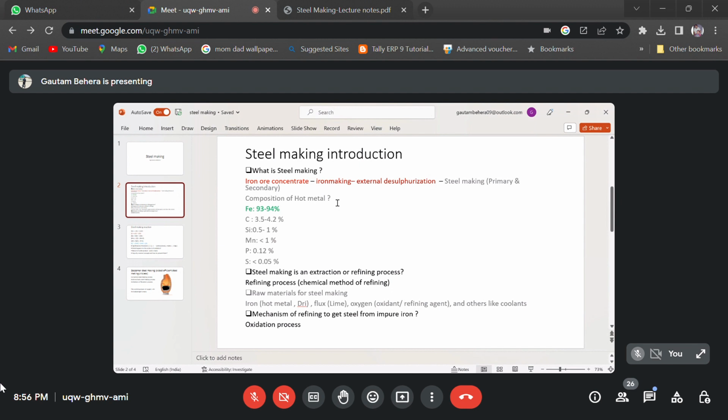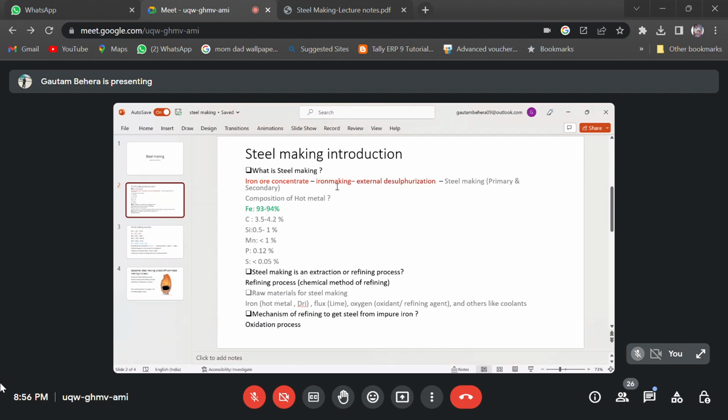Fine. You can see, okay, let me tell about this one first, then I will slowly move into that. You can see iron making, then external desulfurization, then steel making process. So what is the significance of this external desulfurization process here before moving into steel making process?